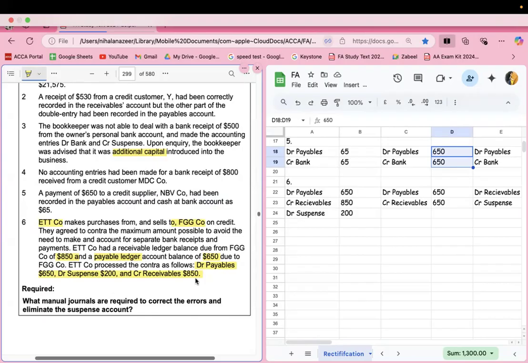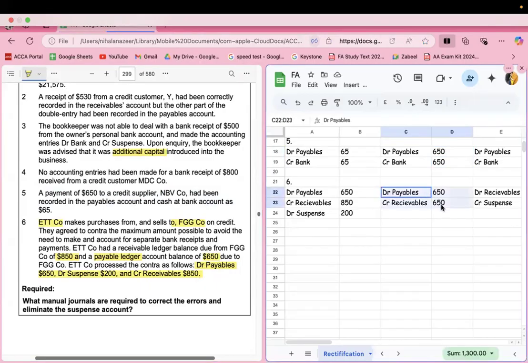Means they took the whole thing, 850 together they took it. Understood? But the problem is only the maximum amount should be settled, right? So the maximum ETT company could settle from FGG companies is for how much only? 650, because ETT owes only 650. So the correct entry should be debit payables, credit receivables for 650.